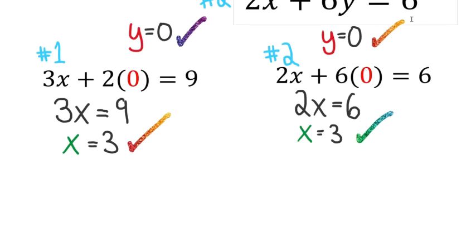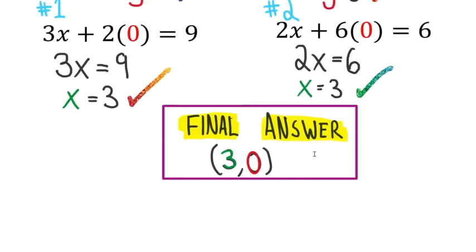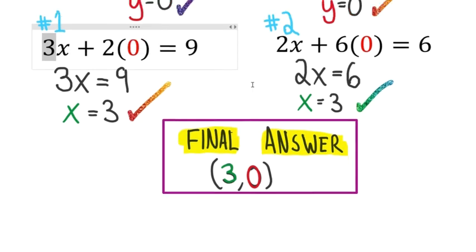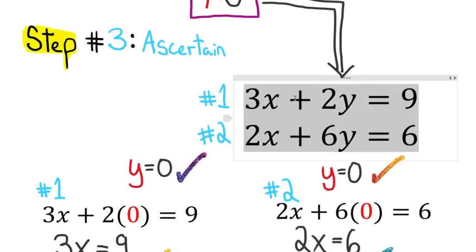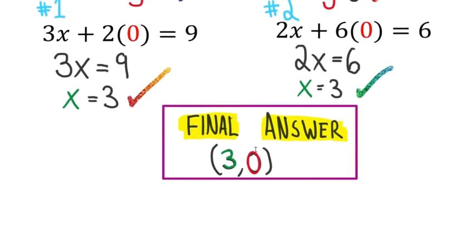It's very important that we write this in the correct format. The correct format for this to be written in is as a coordinate, because it is the coordinate where both standard equations that we had originally, 3x plus 2y equals 9, and 2x plus 6y equals 6, the coordinate represents where they both intersect. Let us observe that visually.